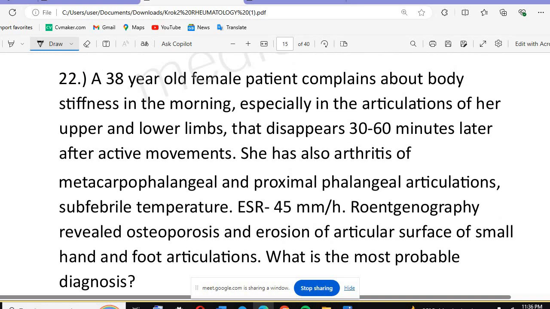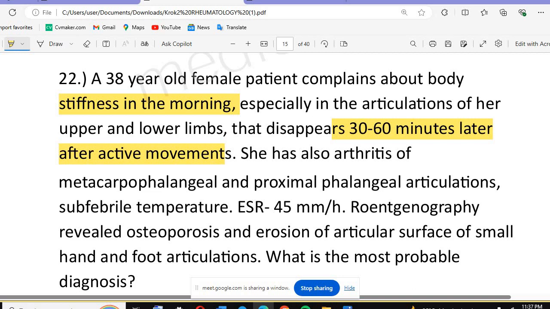After that, we have a 38-year-old female patient with body stiffness in the morning. Now you can see morning stiffness is given in the question, especially in the articulations of the upper and lower limbs, that disappears 30 to 60 minutes later after active movement. It means it improves after movement. Morning stiffness we have discussed in case of rheumatoid arthritis and ankylosing spondylitis.